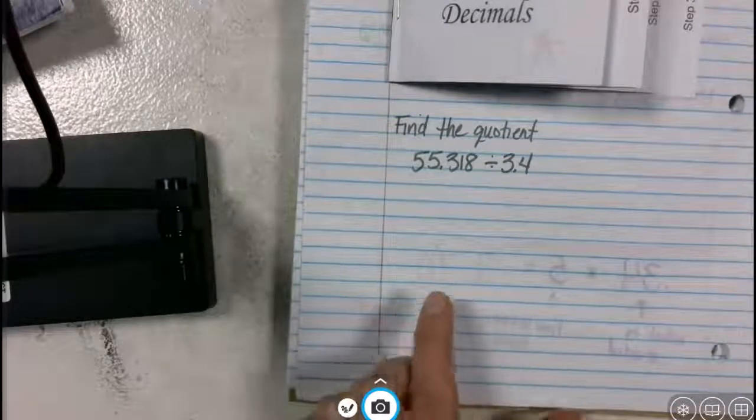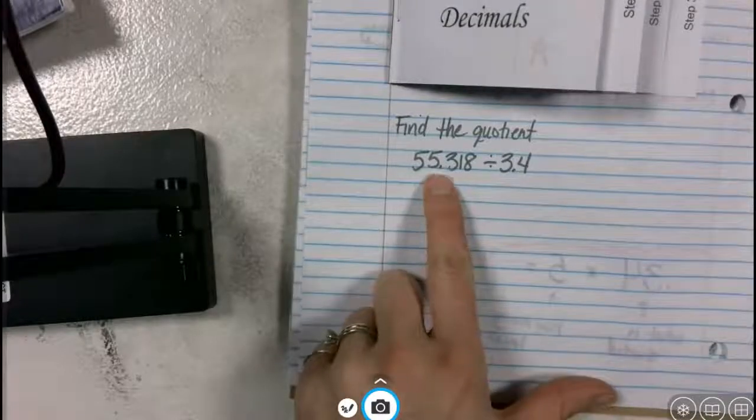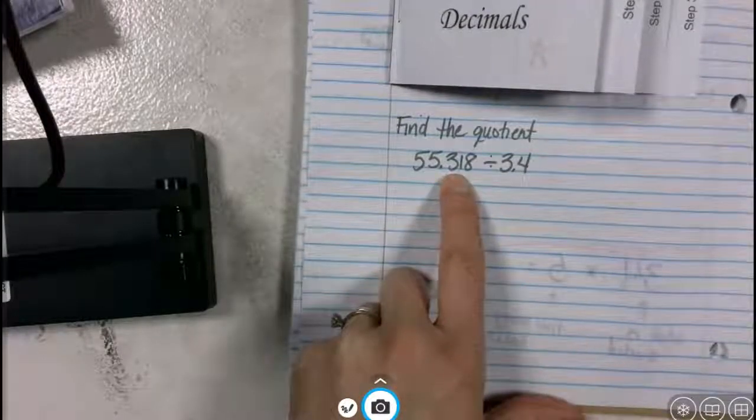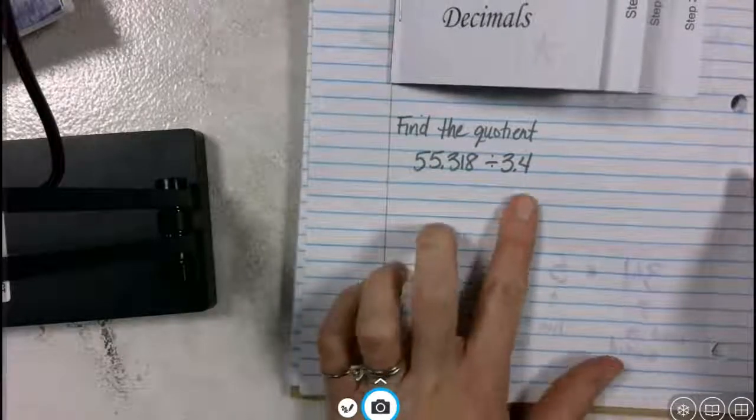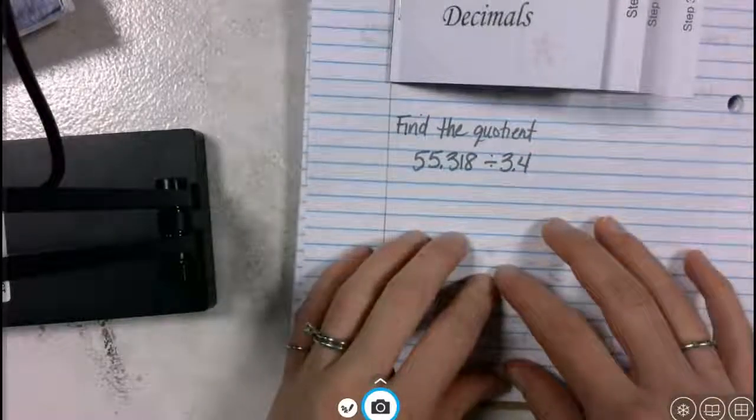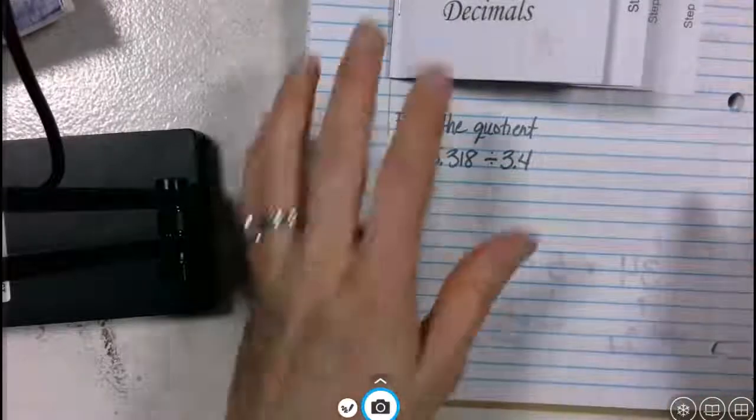So go ahead and divide 55 and 318 thousandths by 3 and 4 tenths. Go ahead and use this piece of paper to work, and I'm going to check on these, so make sure that you're going through this.